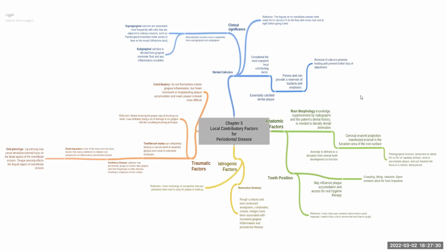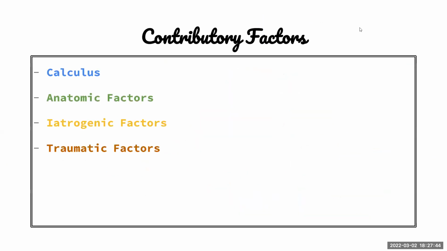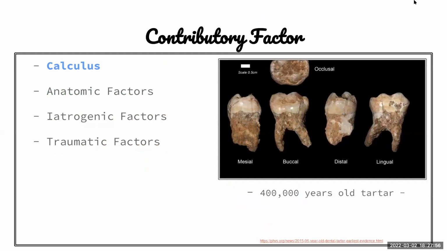You don't need to even look at this. This is just one of those things that I found online. You know, root anatomic factors, and then different anatomic factors. You've got contributory factors here, and just a little bit of everything. So we're going to talk about the contributory factors of calculus, anatomic factors, iatrogenic factors, and traumatic factors. The book goes into each one of those, and we're going to talk about calculus first.